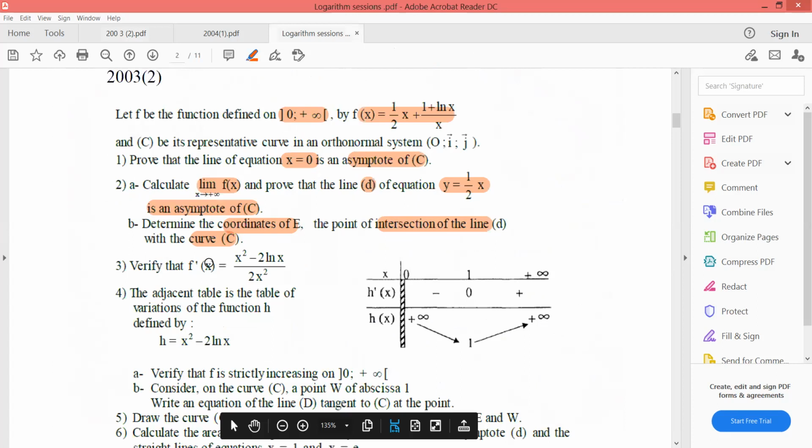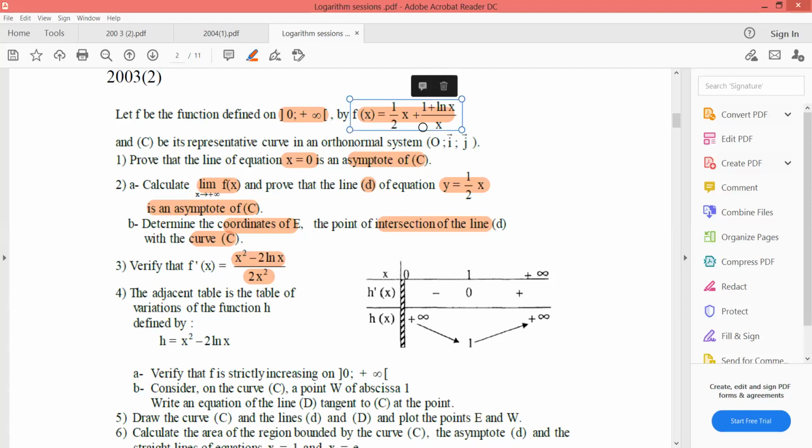Part 3, verify that f prime x equals x squared minus 2 ln x over 2x squared. How to verify that f prime x equals this? How to calculate the derivative of f here? What do we do to find the derivative? What is the form of f here?